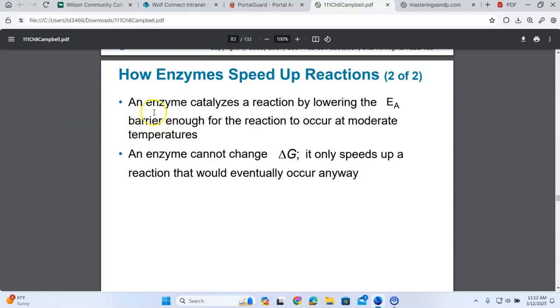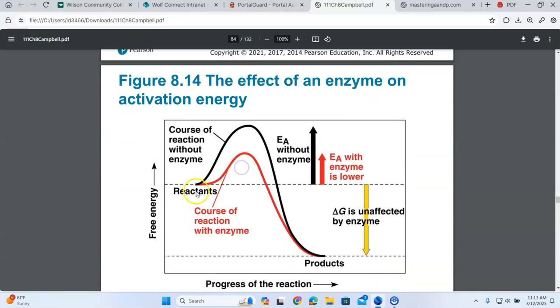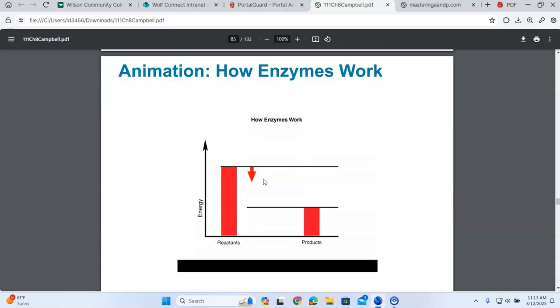So an enzyme catalyzes a reaction, or speeds up a reaction, by lowering the activation energy barrier enough for the reaction to occur at moderate temperatures. And this shows you the effect of the enzyme. The reactants and the products have the same amount of energy, but the activation energy, the energy needed for the bonds to break in those reactants, is lowered by an enzyme. So enzymes lower the activation energy, and that's going to cause the reaction to happen faster.